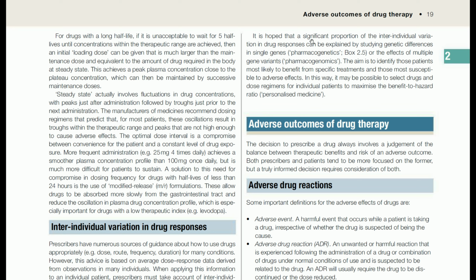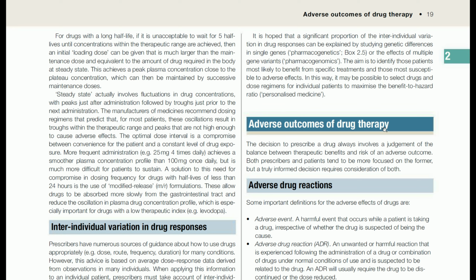It is hoped that a significant proportion of the inter-individual variation in drug responses can be explained by studying genetic differences in single genes, pharmacogenetics (Box 2.5), or the effects of multiple gene variants, pharmacogenomics. The aim is to identify those patients most likely to benefit from specific treatments and those most susceptible to adverse effects. In this way, it may be possible to select drugs and dose regimens for individual patients to maximize the benefit to hazard ratio. Personalized medicine.